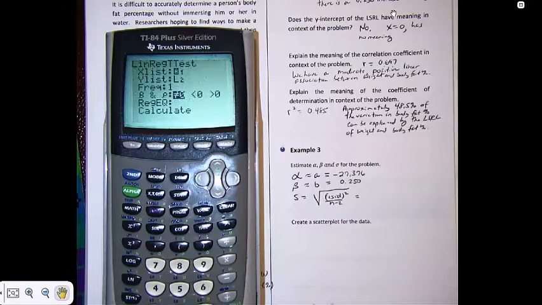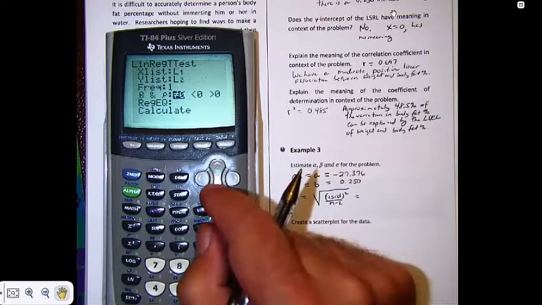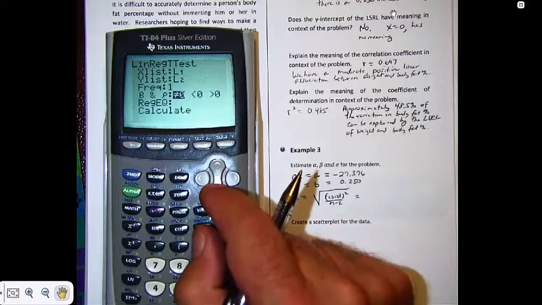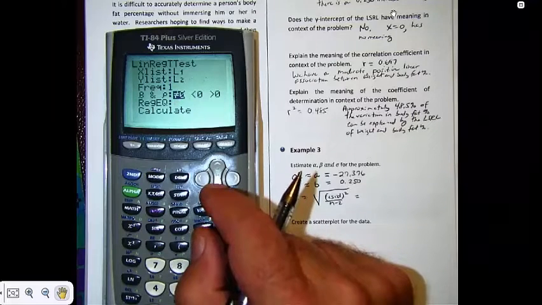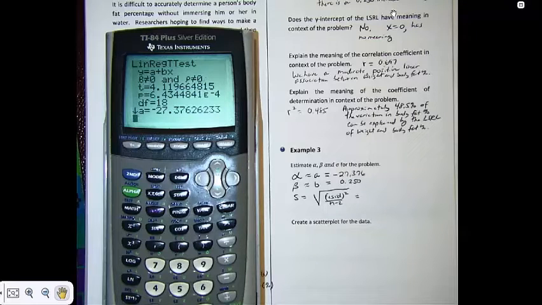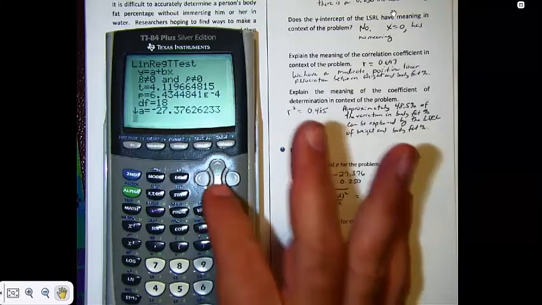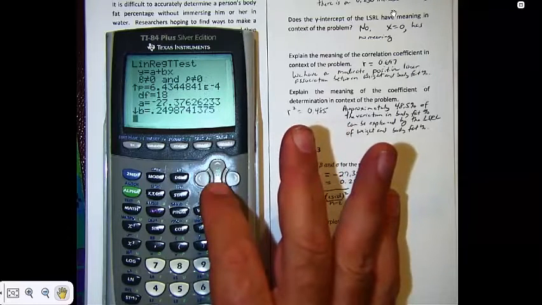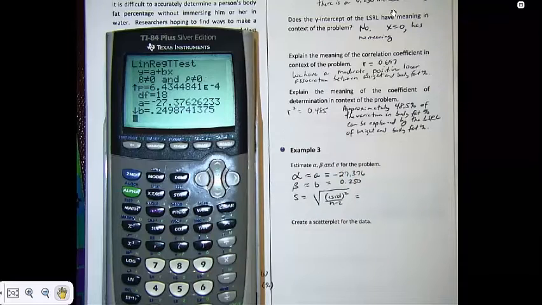Now, I've got my data in list 1 and list 2. The frequency default is 1 still. It doesn't matter what test I choose because I'm not doing it yet. But if I do a calculation, several things happen in this linear t-test calculation. It will give me my t-test statistic value. It will give me the p-value. It will give me the appropriate degrees of freedom, sample size minus 2. And then here are my estimates for my slope and my y-intercept. The y-intercept is negative 27.376 and the slope is 0.250 to 3 places.